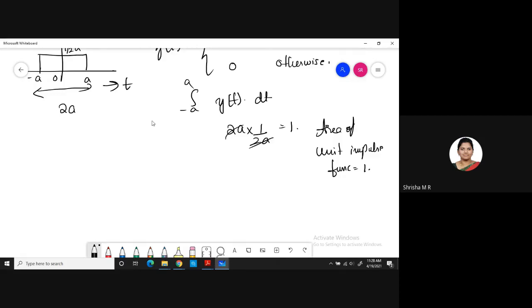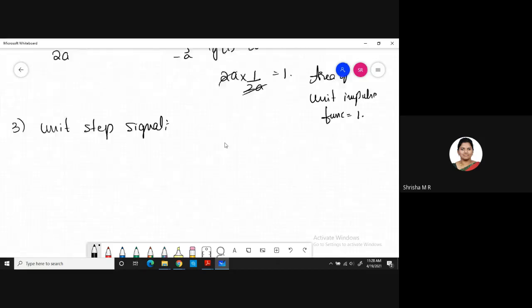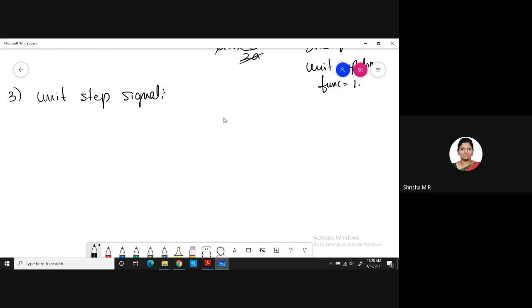Coming next, we have the unit step signal. I'm explaining these in terms of continuous time signals. Discrete time I'll just brief at the end; it will be the same, just in the x of n domain. So coming to unit step, you know what a unit step signal is, right? It's represented as u of t.